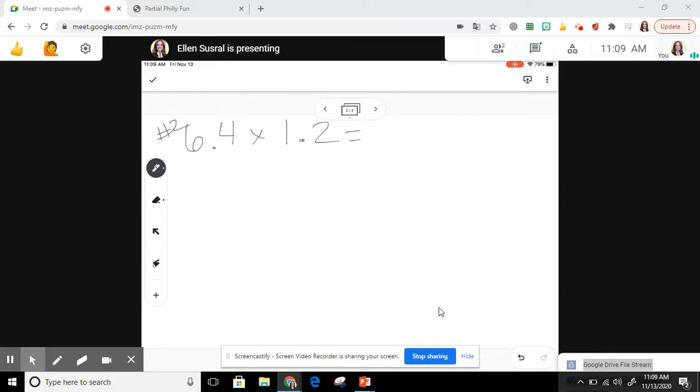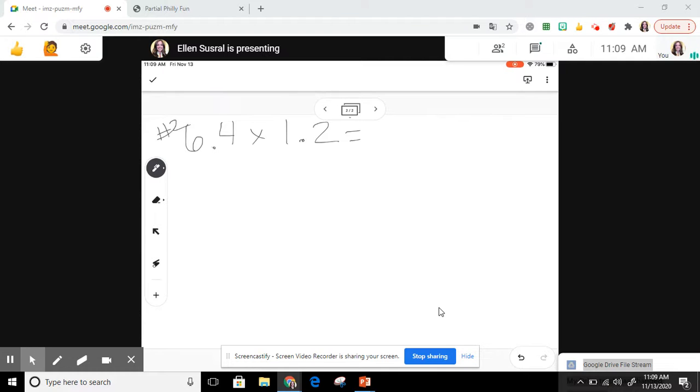Hey there. So I'm going to go ahead and go over how to use the distributive property and the area model to multiply decimals. So this is number 2 on the 0407 worksheet, partial Philly fun. You've got 6 and 4/10 times 1 and 2/10. And on the worksheet, it wants you to use the distributive property and an area model to multiply.